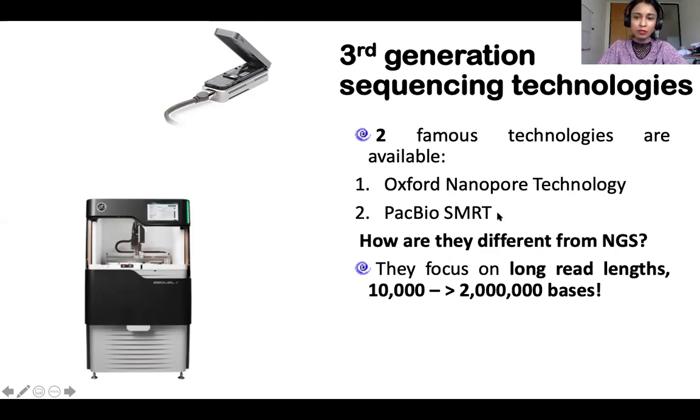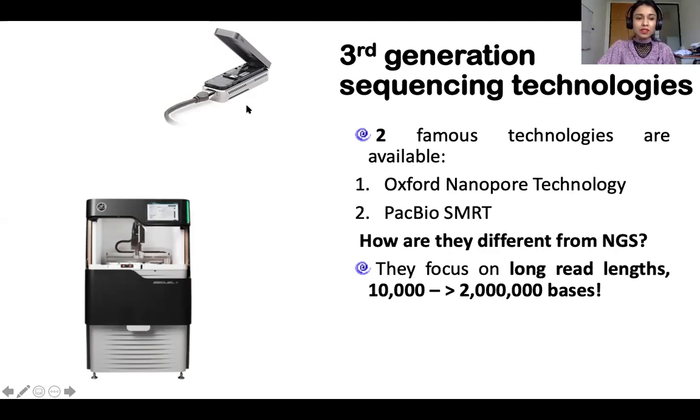And how are they different from NGS? As I said, of course, they are able to sequence longer fragments, and they focus on fragments between 10,000 bases up to 2 million bases. So there were some researchers who were able to get up to 2 million bases in one fragment, right?